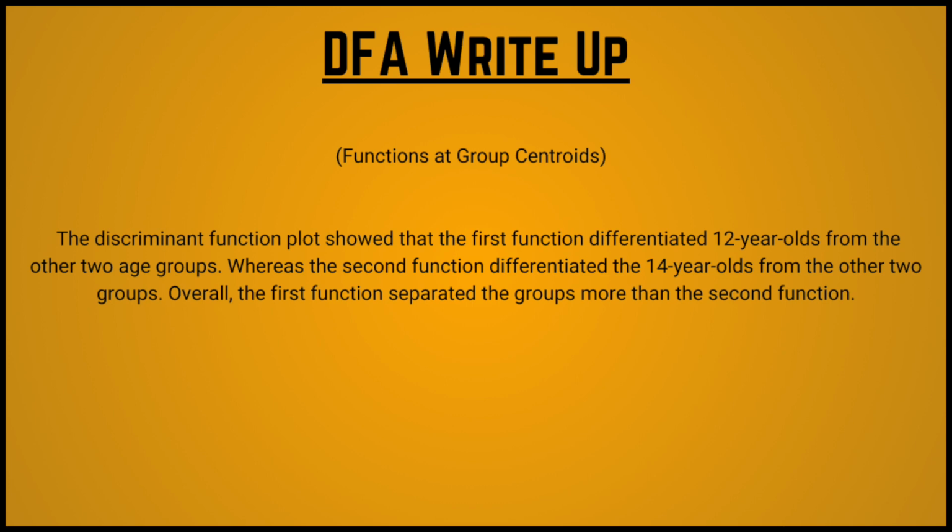The next section is based off information we've got from the functions at group centroids. And we say the discriminant function plot showed that the first function differentiated 12-year-olds from the other two age groups, whereas the second function differentiated the 14-year-olds from the other two groups. Overall, the first function separated the groups more than the second function.